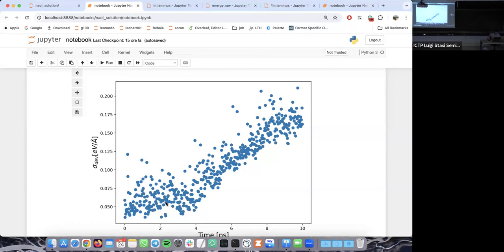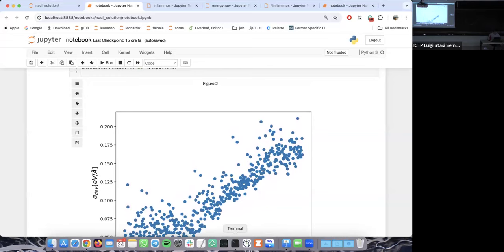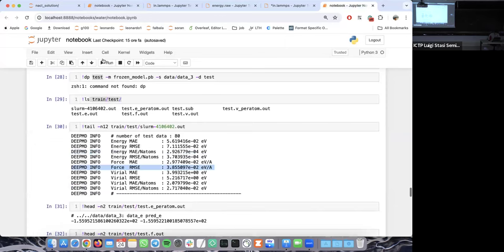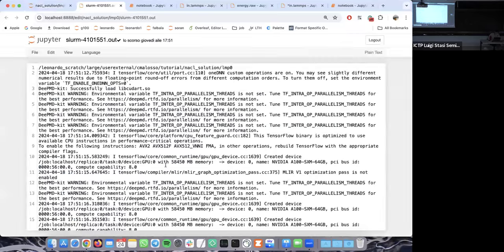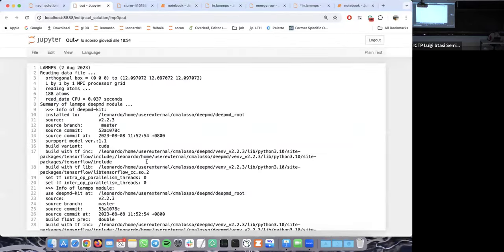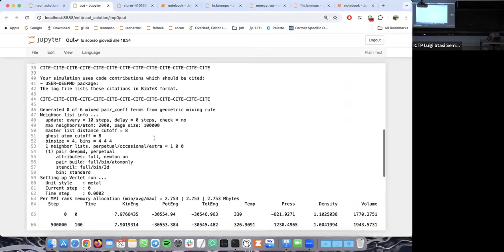So, can you give me a number about performance? So how much time it takes to do this simulation per core, per step, per particle? Okay, so I will give you the data. So this is a water model. No, sorry, I don't have it here. I have it here. So these are the performances. These are 200 atoms.